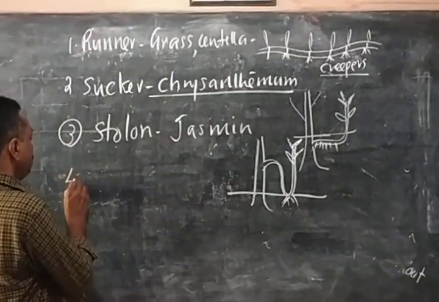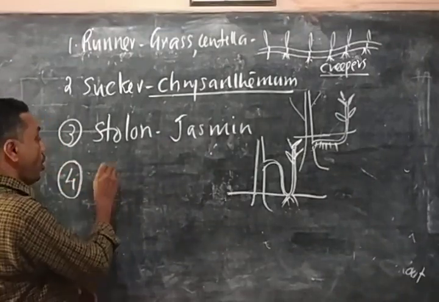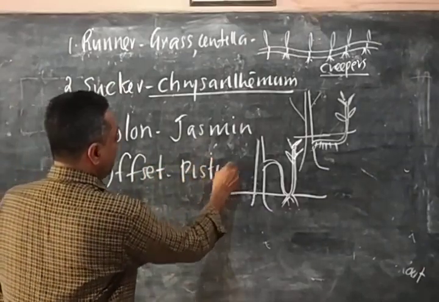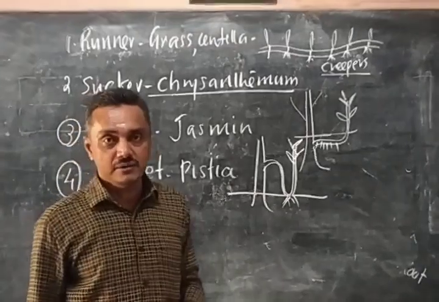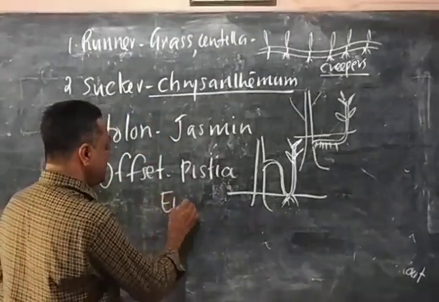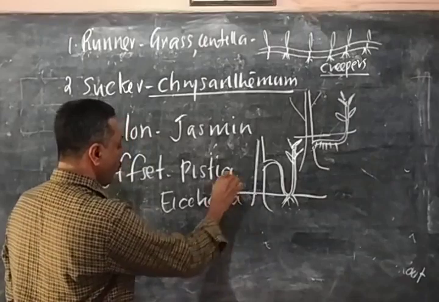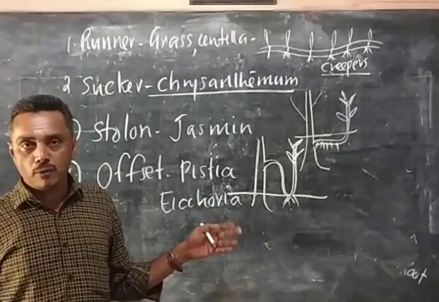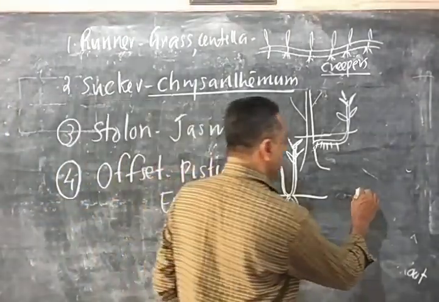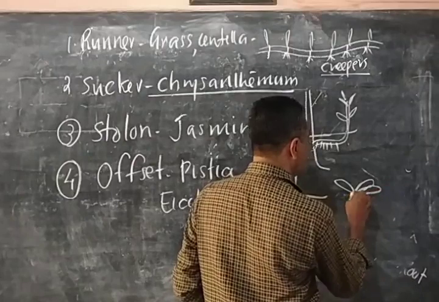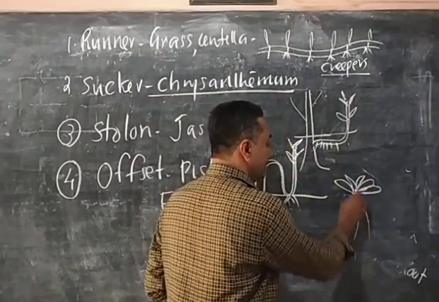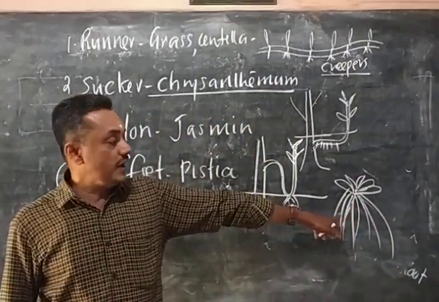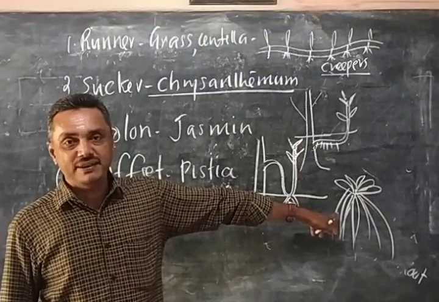Then comes the fourth type, called offset, O-F-F-S-E-T. Offsetting plants like Pistia and Eichhornia, E-I-C-H-H-O-R-N-I-A, are water plants. Pistia is an aquatic plant present in a pond or well. The plant is green in color, with green leaves like these, and roots are produced like these. In aquatic plants in a pond or well, and usually in an aquarium, we can see plants like Pistia.